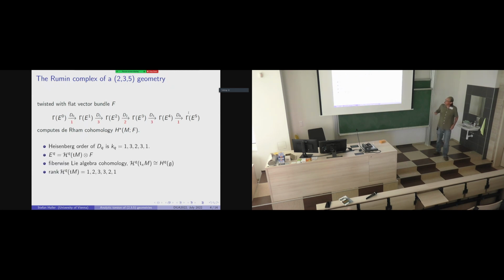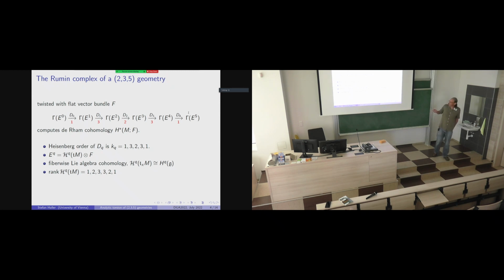The operators, the Rumin differentials here, are differential operators of higher order. More explicitly, the Heisenberg orders of these Rumin differentials are 1, 3, 2, 3, and 1, as indicated in red underneath the arrows. The Rumin differential takes sections of the bundle E_q to sections of a bundle E_{q+1}. And what is this bundle E_q? It is just the fiber-wise Lie algebra cohomology of the osculating algebras, the symbol algebras, twisted with this flat vector bundle F we're considering.